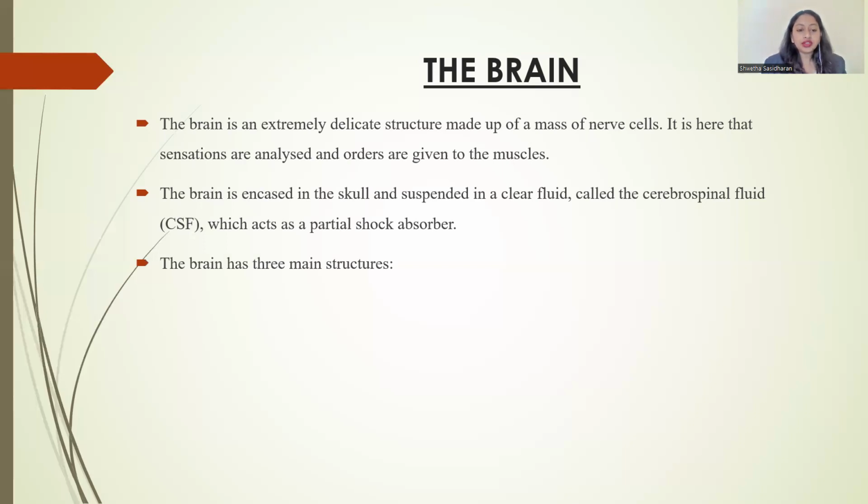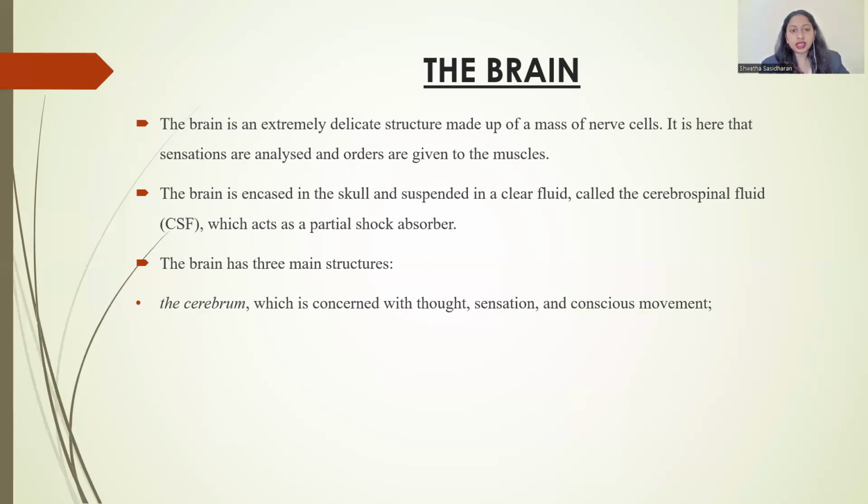The three main structures are, first, the cerebrum. It is always concerned with thought, sensation, and conscious movement. So whatever information we are getting, whatever imagination we are doing, whatever sensation we are taking in, those are covered and controlled by the cerebrum. That is a part of the brain.